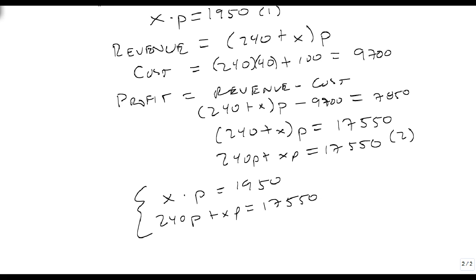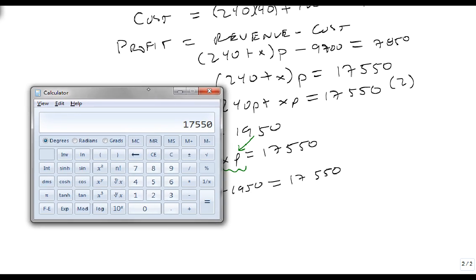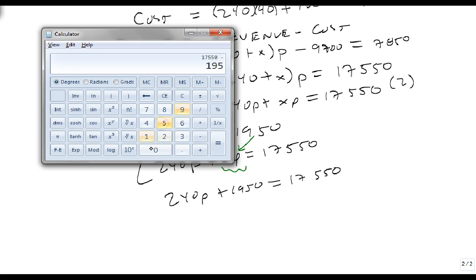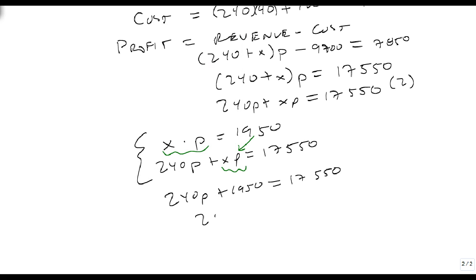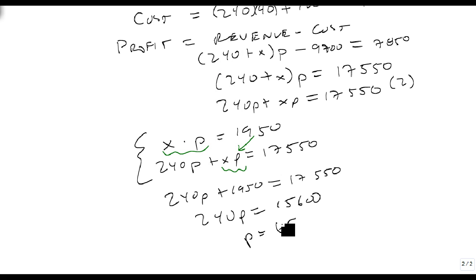Well, this looks like a really good one for substitution, because notice right here we have the X times P and an X times P. That means I can substitute this in. That gives me 240P plus 19.50 equals 17,550. So we take our 17,550, and we're going to subtract 19.50 from it. That gives us 15,600. Divide by 240, and that gives 65. We sold these at $65 a share.